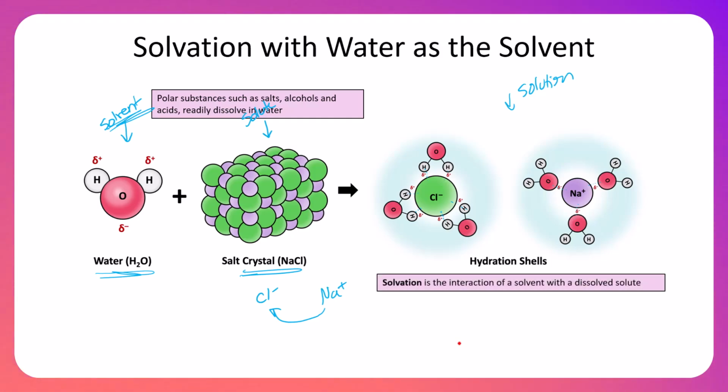They have positive and negative ends. And so that leads to this idea of solvation, which is the interaction of a solvent with the dissolved solute that creates the homogeneous mixture or a homogeneous solution. And the particles of a solute separate from each other.